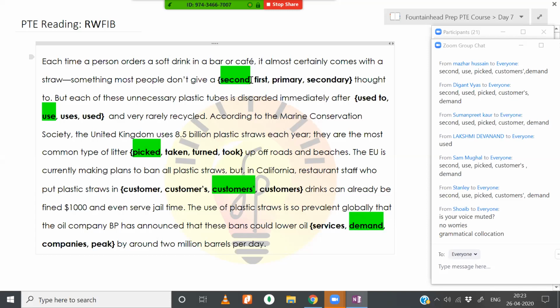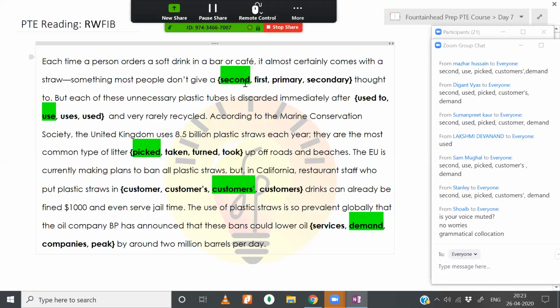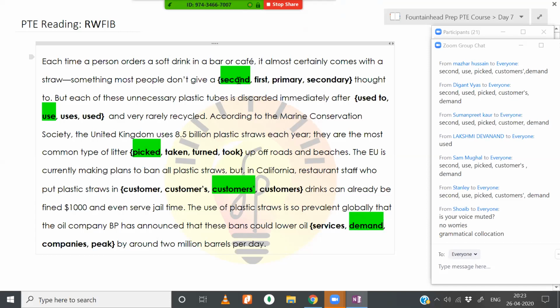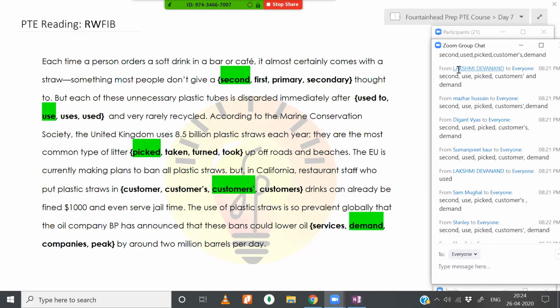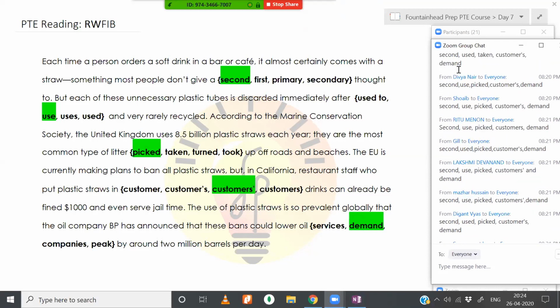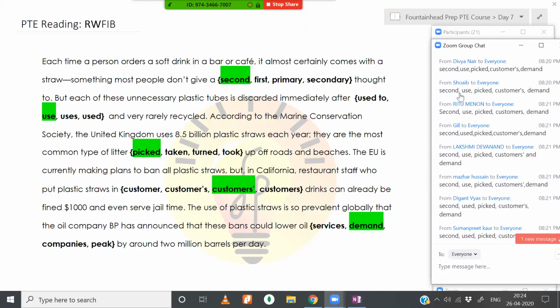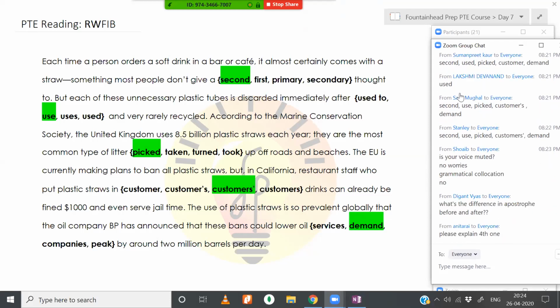Okay, so let's discuss. Any question with regards to the first option? I think almost all of you wrote this as second itself. Good, super. Now, many of you went with use and used. So why is that? We'll come to that. Some of you have written this as used.